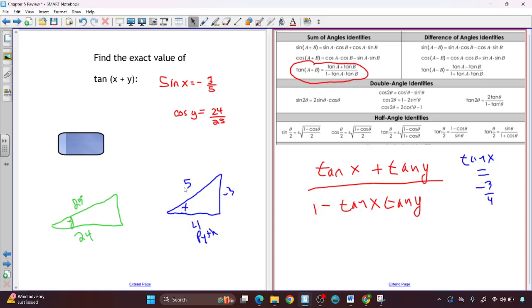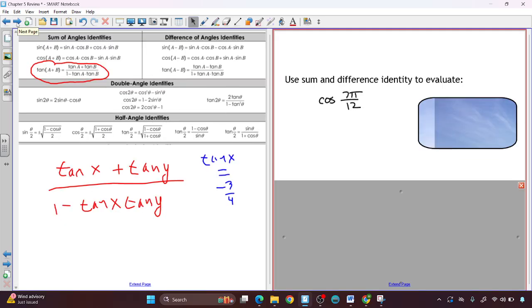I want to skip this problem because I think there may be some information missing. So before I mislead you, I just want to skip it to be safe. This one says use a sum and difference identity. So let's just erase this stuff.